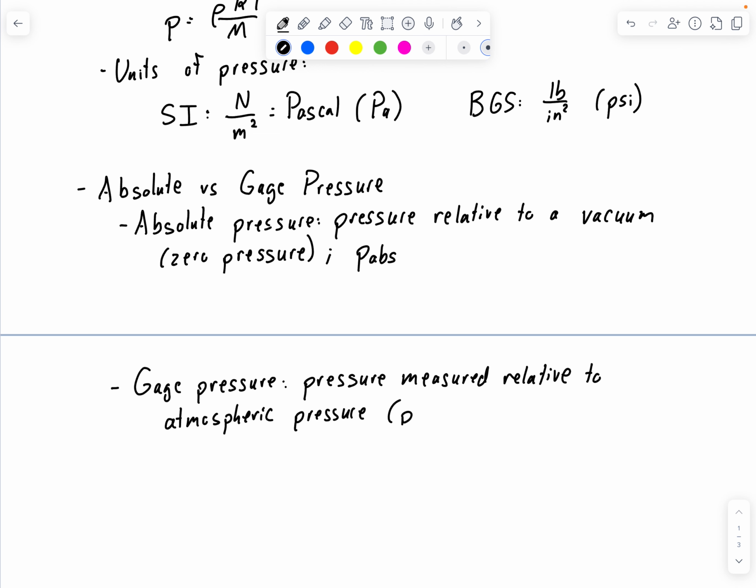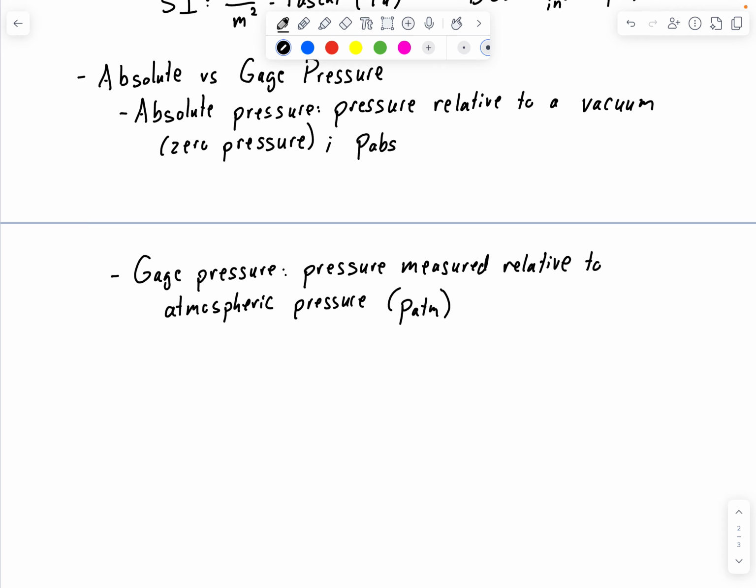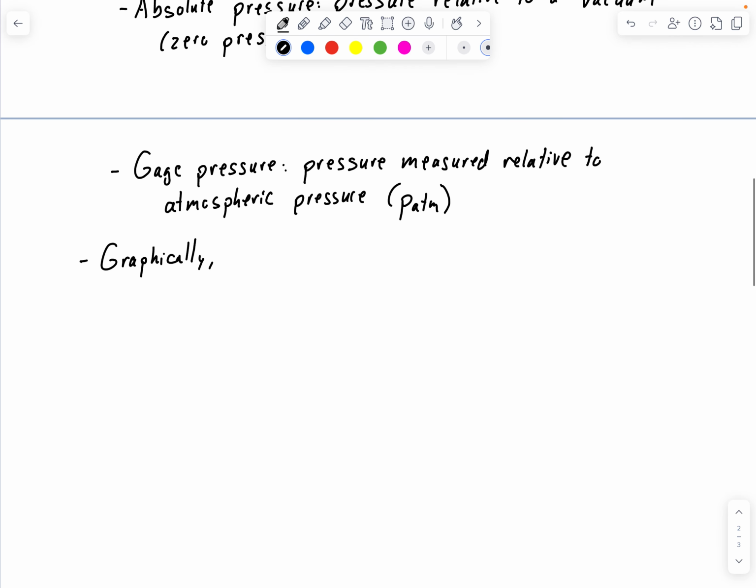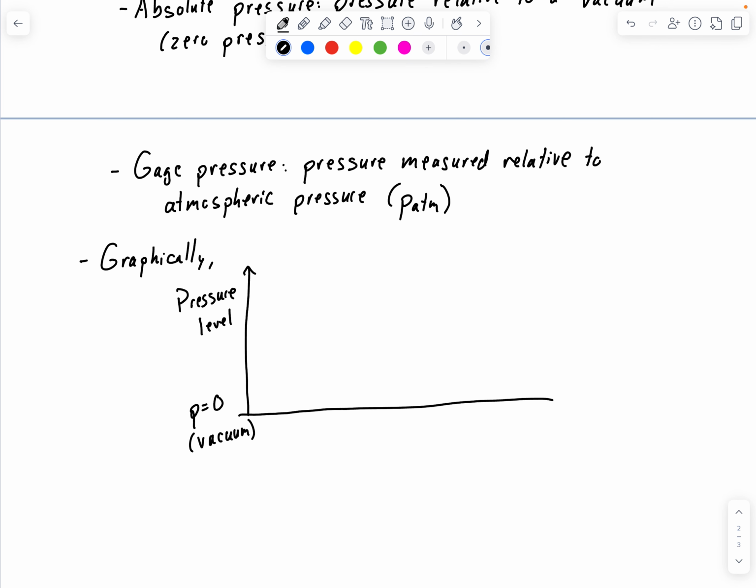Atmospheric pressure we usually denote as P sub atm. We can illustrate this difference graphically by having the pressure denoted in this vertical line, showing the pressure level increasing as we go up, so that P equals 0, or a total vacuum, is at the bottom here, and we would have some constant atmospheric pressure, which we can denote here as P atmospheric.